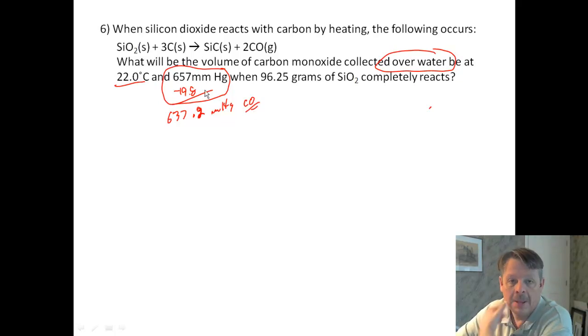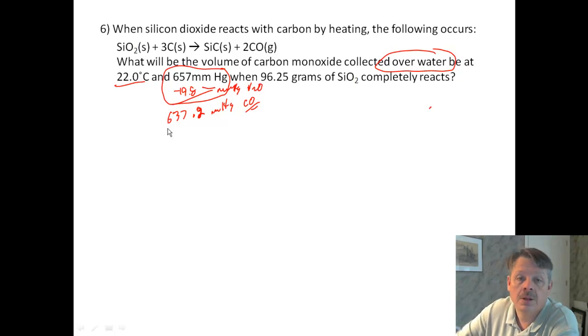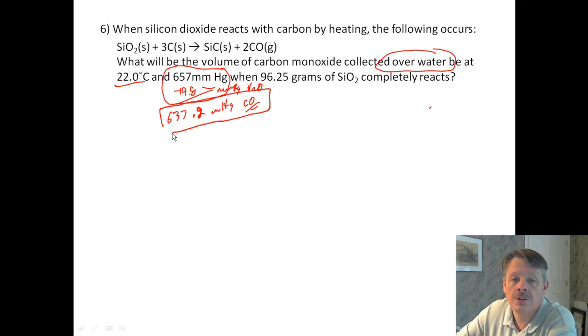All right, because remember, this is our millimeters of mercury of water. Right? So, because we collected over water, this is the only amount of pressure we can use. We can't use the full thing. That's the total. All right.